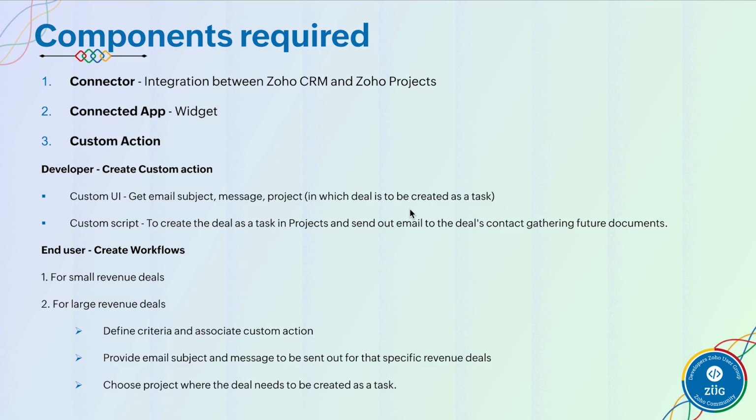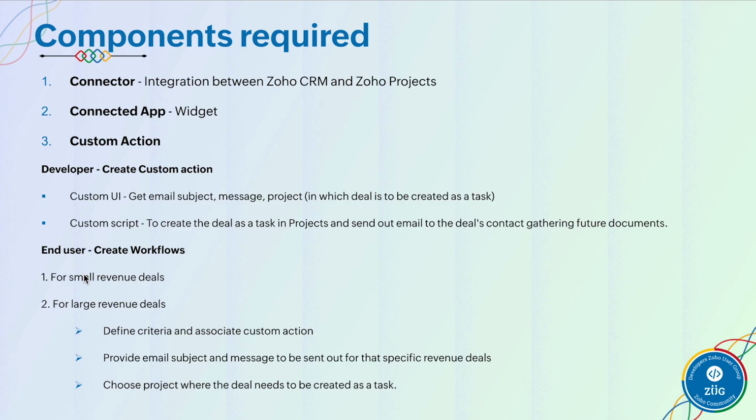So that's the UI component. In the custom script, we are going to handle the functionality of the comment functionality, which is going to be to create the deal as a task in the project and then send out the email to the deal's contact to gather future documents. So this is the developer's functionality.